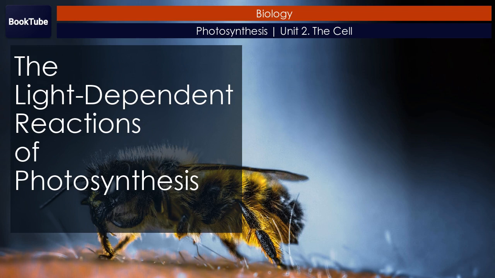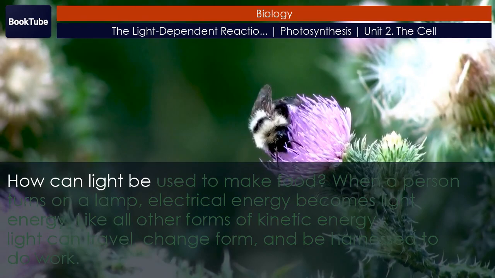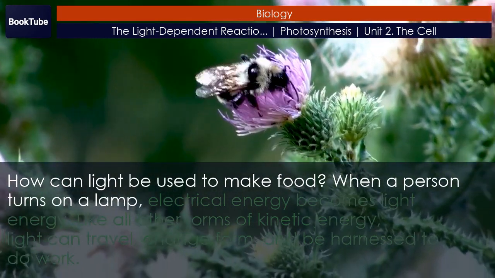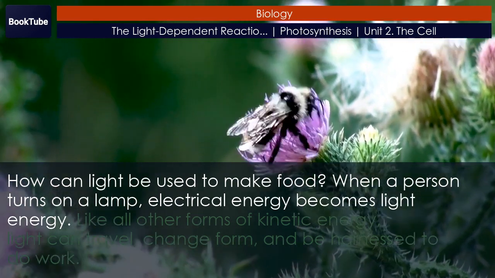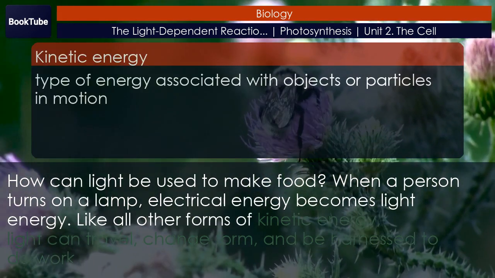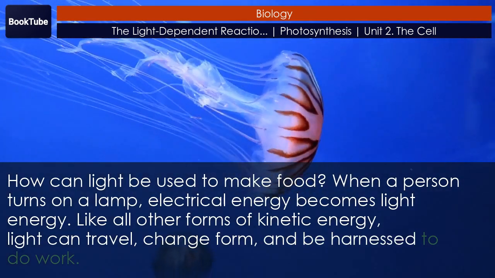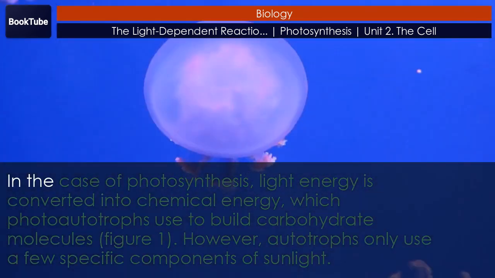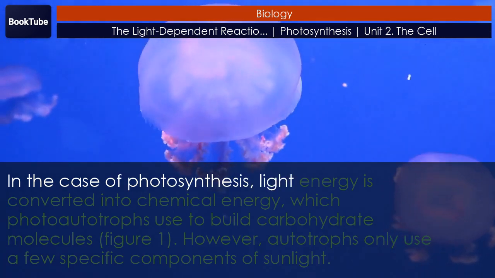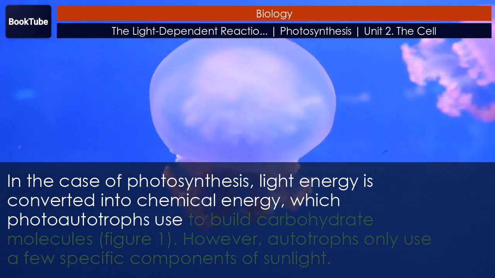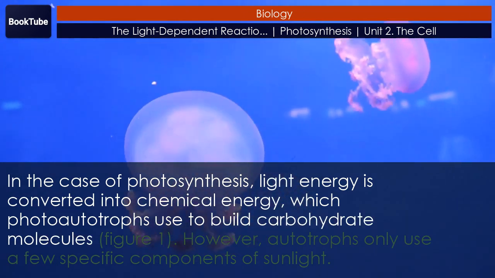The light-dependent reactions of photosynthesis. How can light be used to make food? When a person turns on a lamp, electrical energy becomes light energy. Like all other forms of kinetic energy, light can travel, change form, and be harnessed to do work. In the case of photosynthesis, light energy is converted into chemical energy, which photoautotrophs use to build carbohydrate molecules.